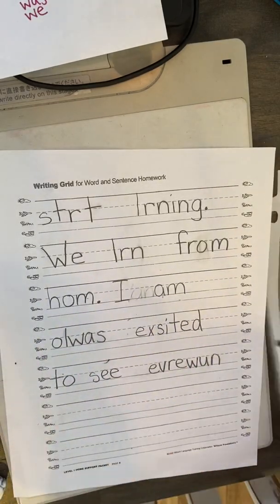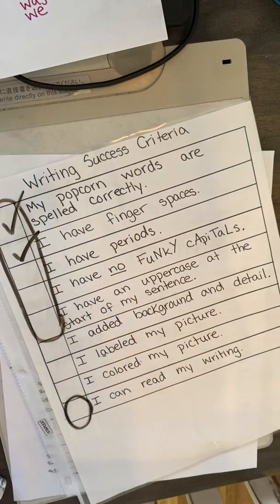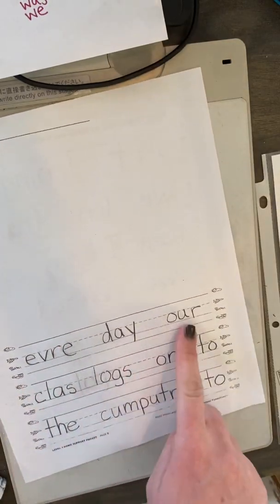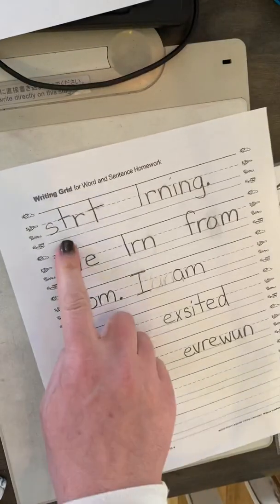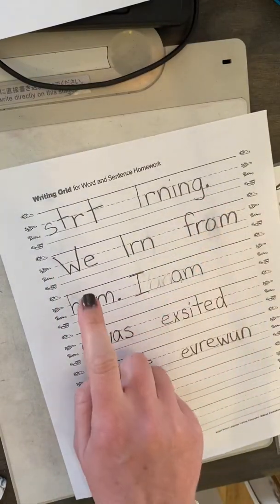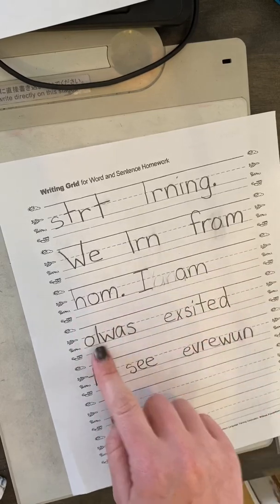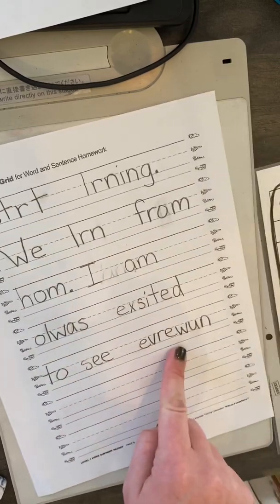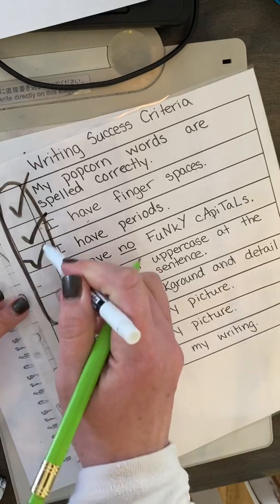Okay, so I went through and I read it again and I made sure that I have finger spaces between my words. I have periods. That means at the end of their sentences. So I'm going to check all my sentences. Every day, our class logs on to the computer to start learning. Period. We learn from home. Period. I am always excited to see everyone. Uh-oh, I forgot my period there. Okay, now I can check that one off because I have periods.